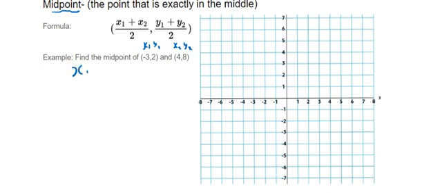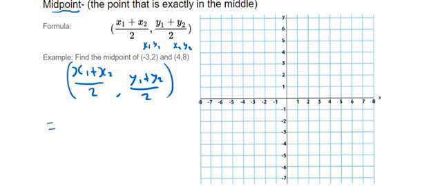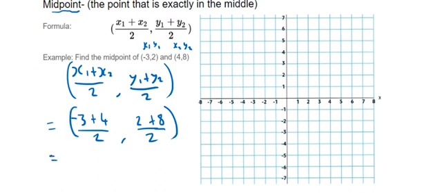So I'm writing down the formula first. Then my x1 here is minus 3, and I'm going to add on my x2, which is 4, and then divide by 2. Then my y1 is 2, and my y2 is 8, and I'm going to divide that by 2. So minus 3 plus 4 would be 1, and then you've got 1 over 2, or you could call that 0.5 if you want. 2 plus 8 is 10, and then divide by 2 is 5. So 0.5, 5 is my midpoint.